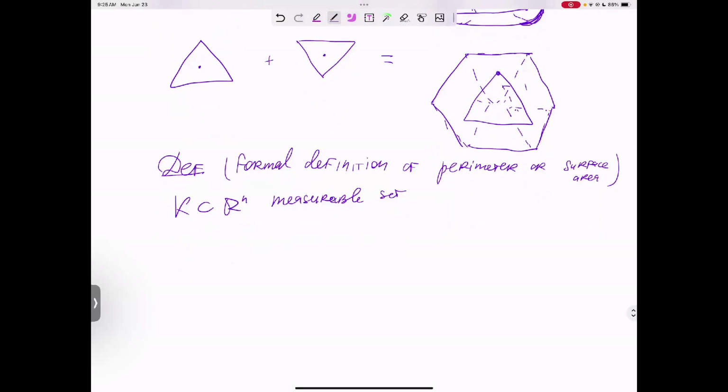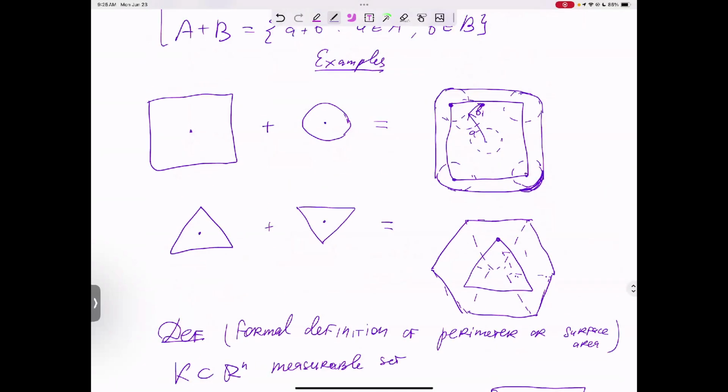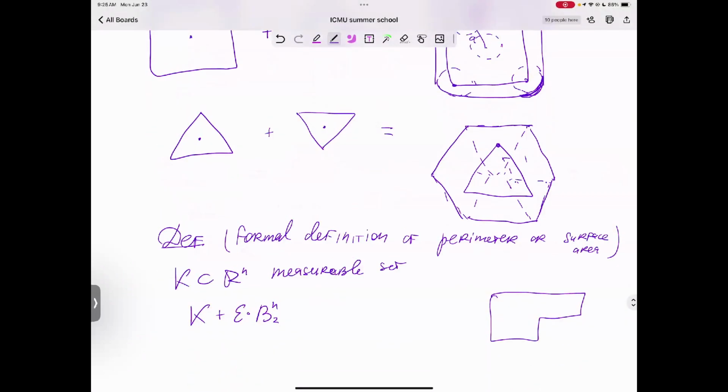Let's consider the set K plus epsilon times the unit ball. Let me draw what comes out. So if this is my set K, let's draw it like this, why not?